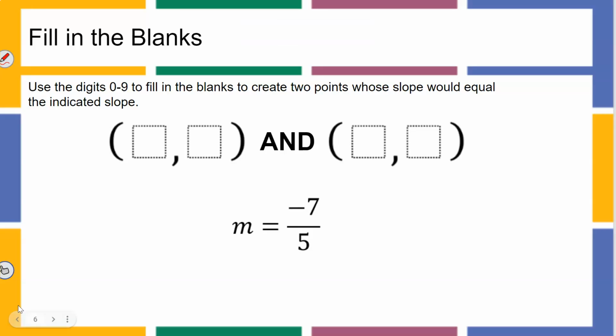Your warm-up this morning. You need to use the digits 0 through 9, and I'll give you two options. You can either choose to repeat or choose to not. I'll let that be your decision. Create 2 points that when you calculated the slope, it would equal this. No negatives. I mean, you're going to end up subtracting, but don't put in a negative. So use the digits 0 through 9, put them in here, calculate it, see if you get this slope. I'll give you like 5 or so minutes to do that.